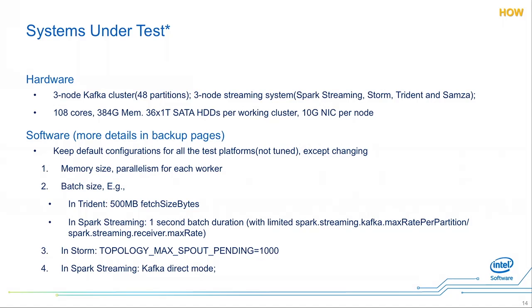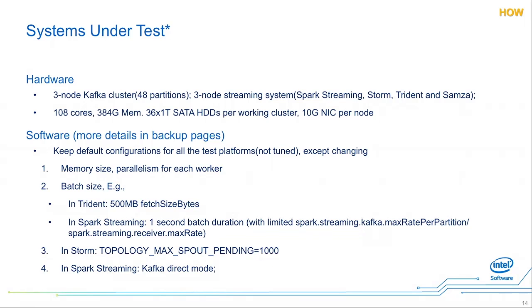For example, we change the memory size, we change the parallelism for each worker, and especially for those mini-batch or batch systems, we change the batch size. Here we configured Trident batch size as 500 megabytes. It's a very large number, right? 500 megabytes for each partition. And for Spark Streaming, we have 1 second as the batch duration. And we also have a maximum rate limit per partition to do the flow control, to ensure each batch job can be finished in less than 1 second.